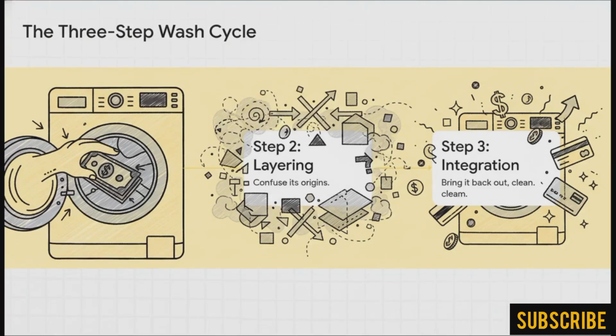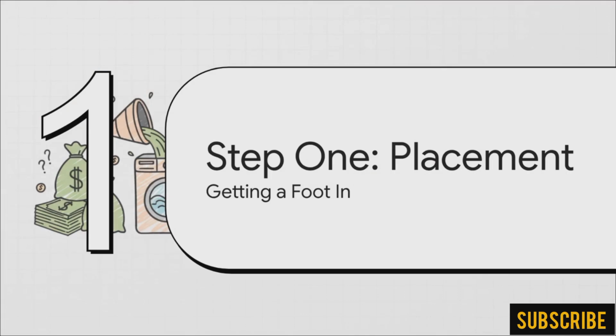And it turns out that washing machine runs on a surprisingly consistent three-step cycle. First up is placement. That's getting the money into the system. Second is layering, making its origins super confusing. And third, integration, bringing it back out all sparkling clean. So let's dive into each step. So how does this whole process even kick off? It all starts with step one, placement.